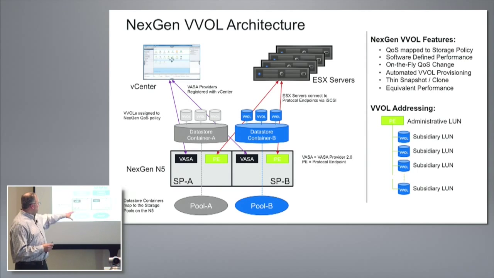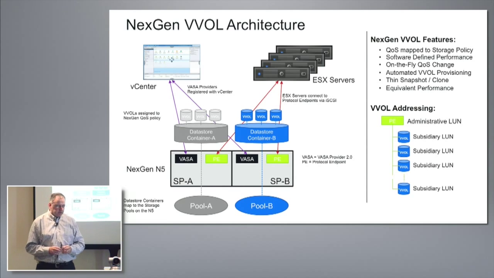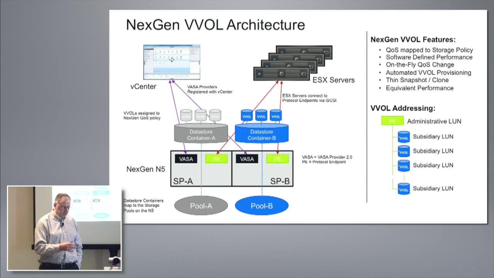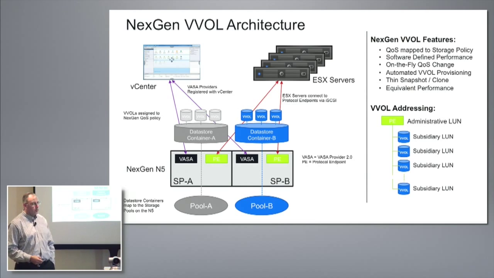And then as far as the VVOL addressing, most of you are probably familiar with this, but the protocol endpoint is what we call an administrative LUN. So that shows up as a special LUN for the ESX host, and then it's the sub-LUNs or subsidiary LUNs that are the virtual volumes that get created behind that. So is this array ALUA? We do MPIO ALUA to specify optimized and non-optimized pathing. And with virtual volumes, that's all configured and set up now through the protocol endpoints.